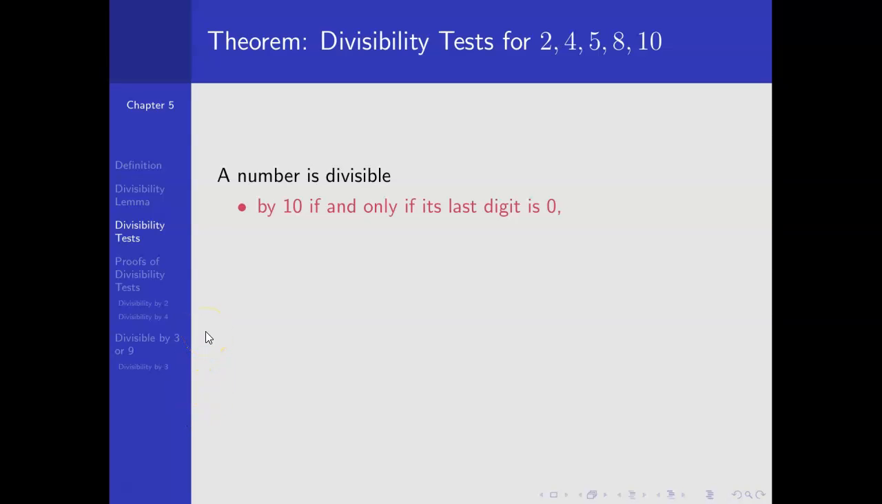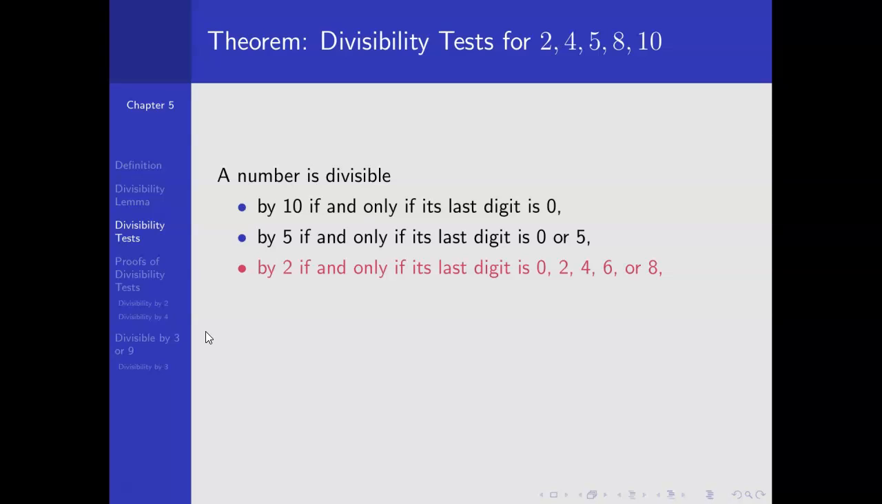So a number is divisible by 10 if and only if its last digit is 0. These will probably be familiar. Divisible by 5 if and only if its last digit is 0 or 5. Divisible by 2 if and only if its last digit is 0, 2, 4, 6, or 8. It's divisible by 4 if and only if its last 2 digits are a number divisible by 4.